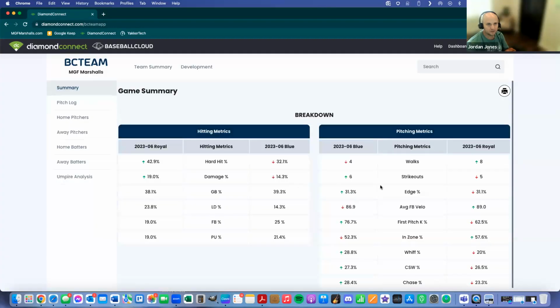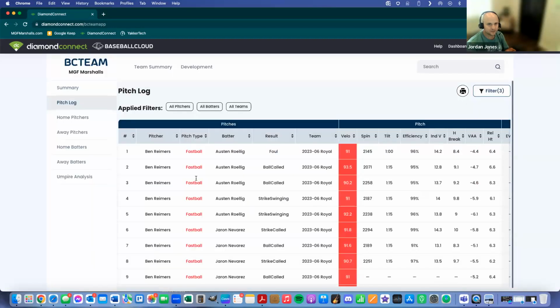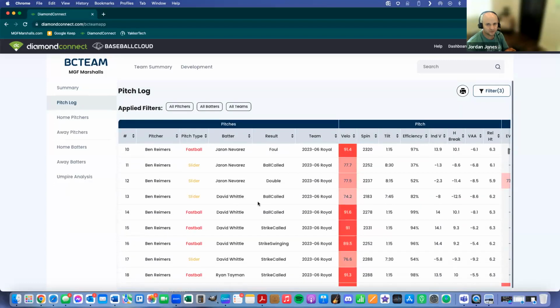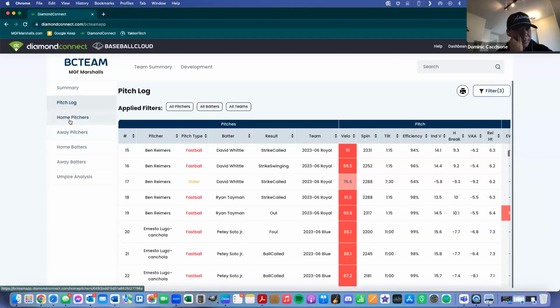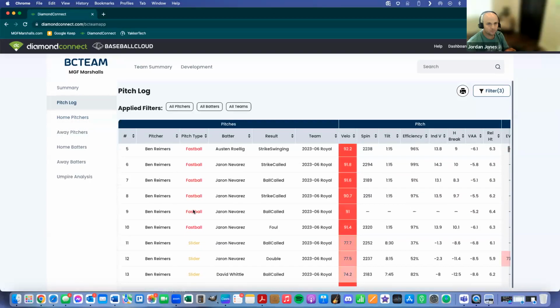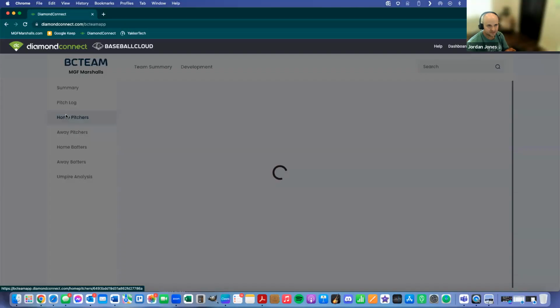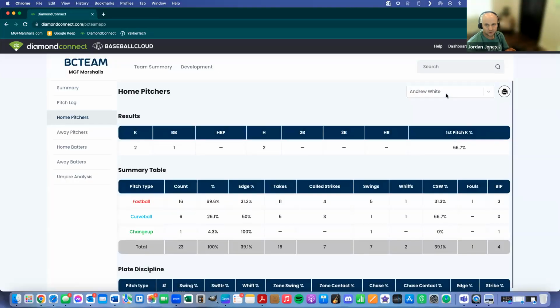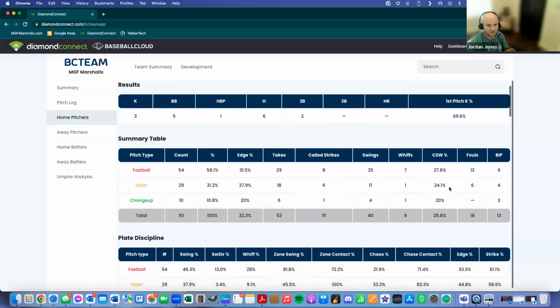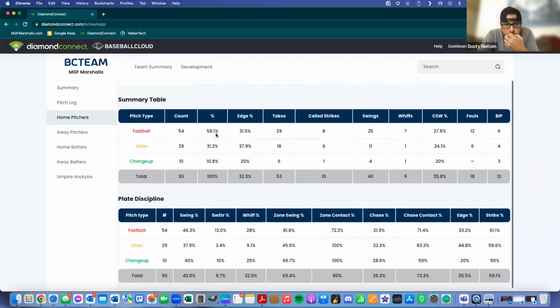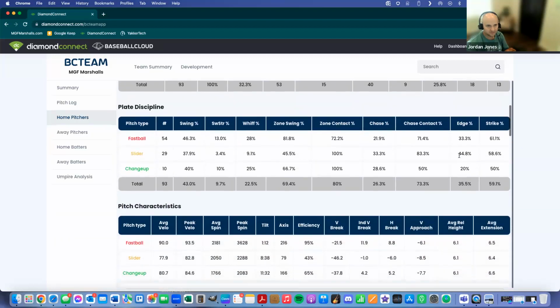All right, so where were we? We were here. The pitch log is basically showing all the pitches thrown in the game, all the data there, not a whole lot. Home pitchers, we can pull up each pitcher individually who threw. Like Ben Reimer started, didn't he? So we've got this all with CSW, all the same stuff.